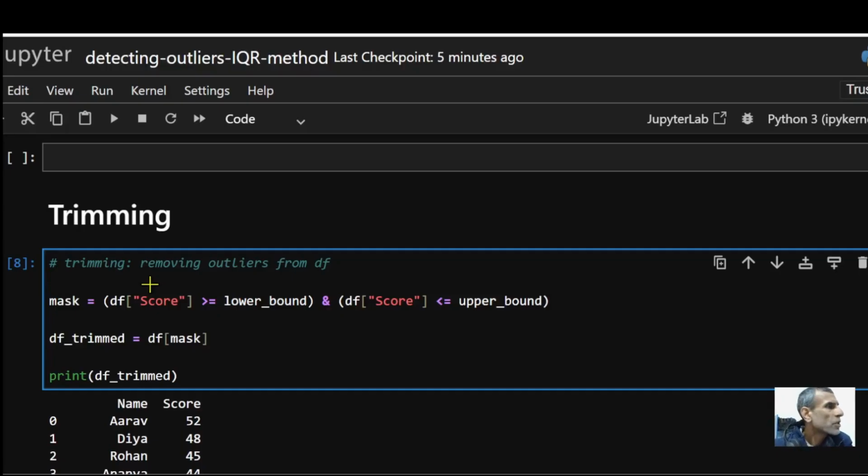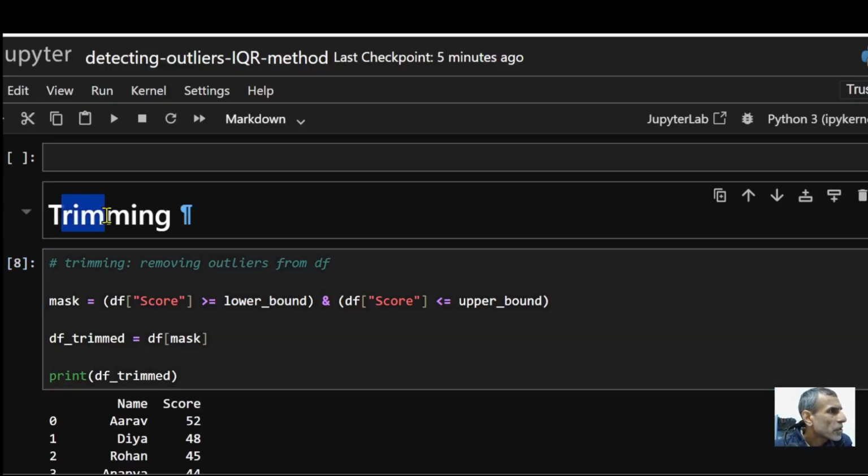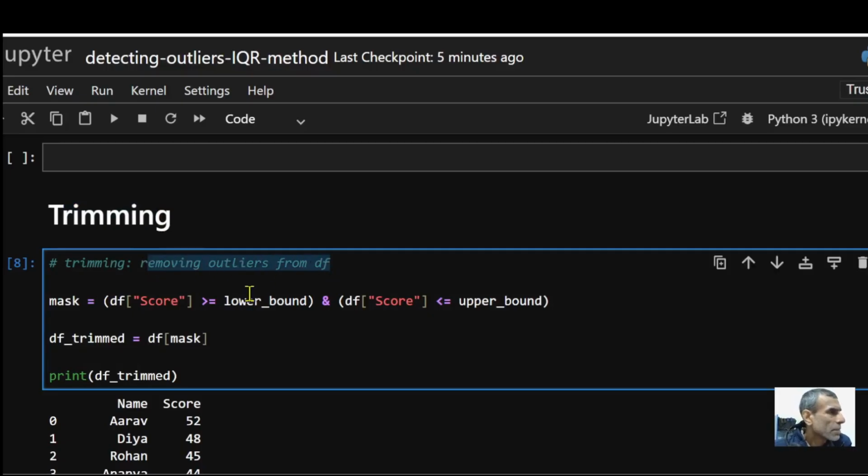There are many methods to deal with outliers. One of the common methods is trimming. Basically, all you do is remove the outliers. It's as simple as that. So in this case, I'm creating a mask. This is my filter right here. I'm saying that any score that is greater than or equal to lower bound, and any score that is smaller than or equal to upper bound, this is my filter. I'm putting this mask inside my data frame right here.